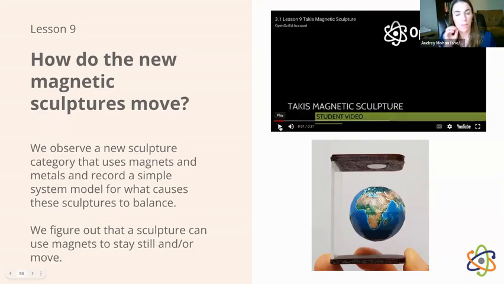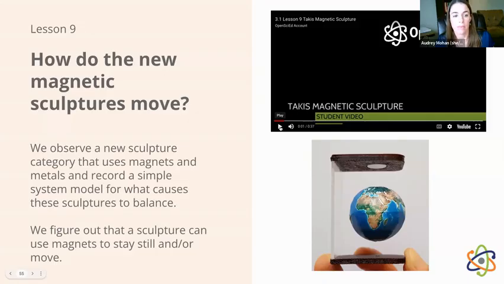And so in this lesson, we're going to transition. At this point, we've really been strongly supporting planning and carrying out investigations with students. Now we're going to switch over and support asking questions and modeling a little bit more in lesson 9.